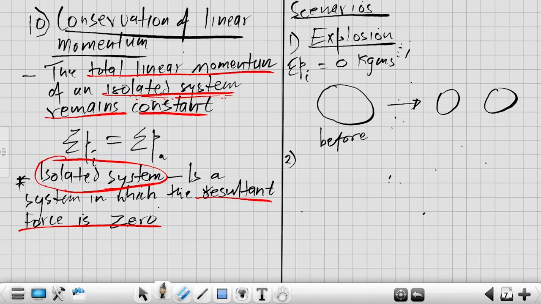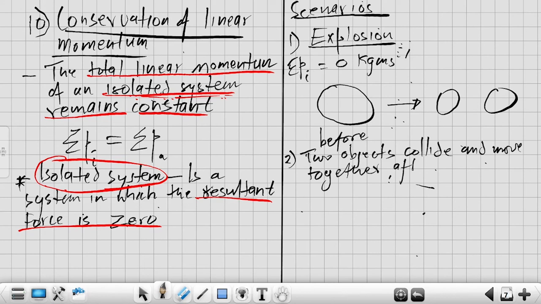Then I can have a situation where two objects collide and move together after the collision. In this case, they move together as a unit. So after the collision, we have one unit. Depending on the situation, we'll have one that combines with this one, and then it will give us something like this.